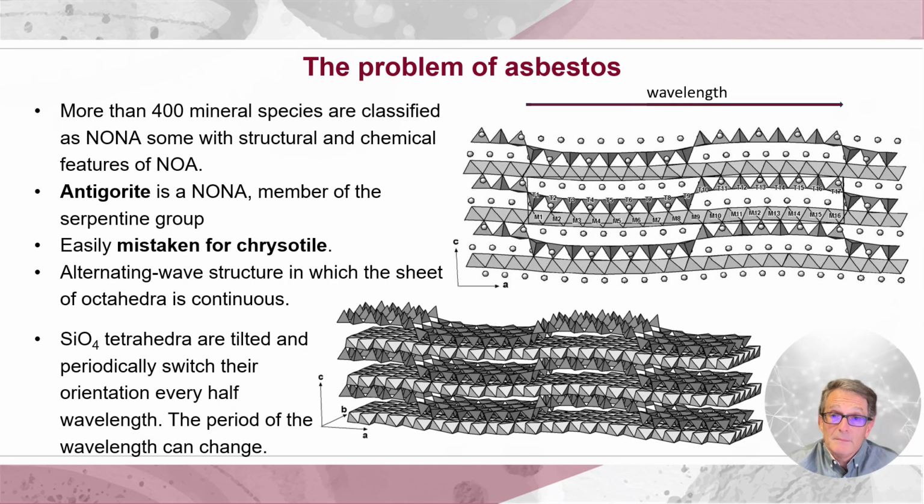More than 400 mineral species are classified as naturally occurring non-asbestos, some of which show structural and chemical features similar to those of naturally occurring asbestos. Antigorite is one such NONA mineral and a member of the serpentine group. It can easily be mistaken for chrysotile because of their similar composition and appearance. Antigorite displays an alternating wavy structure in which the octahedral sheet is continuous, while the SiO4 tetrahedra are tilted and periodically reverse orientation every half wavelength. The wavelength period can vary depending on crystallographic and environmental conditions.